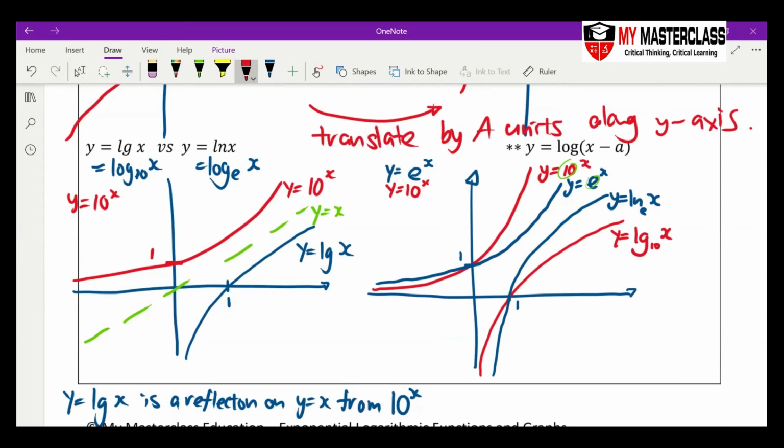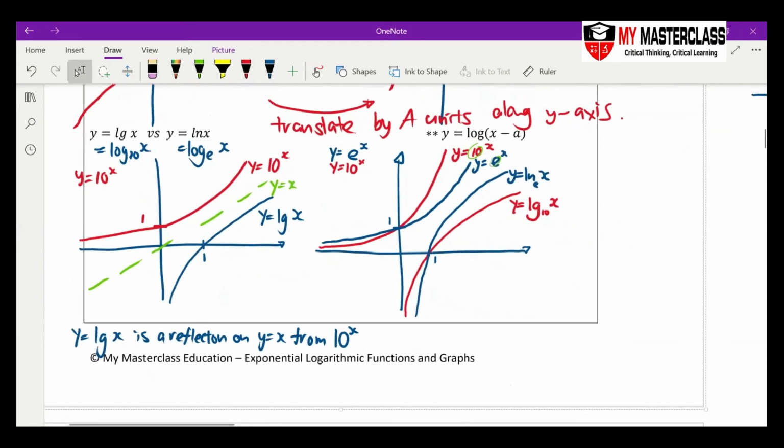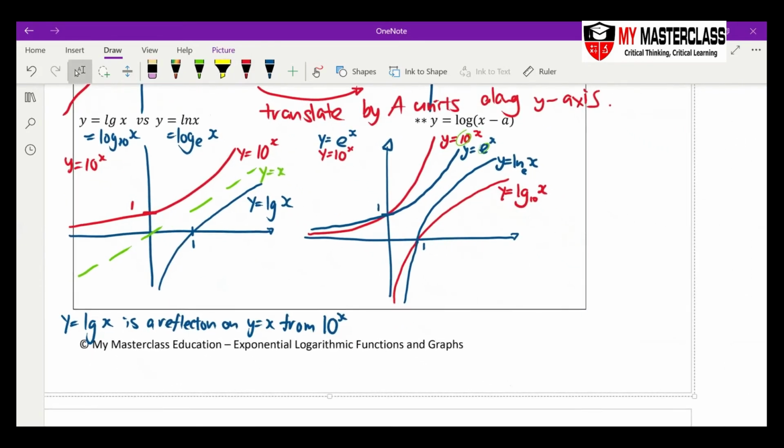Log X will be closer to the X-axis. Ln X will be further away from the X-axis. So everything I try to derive from my power graph.